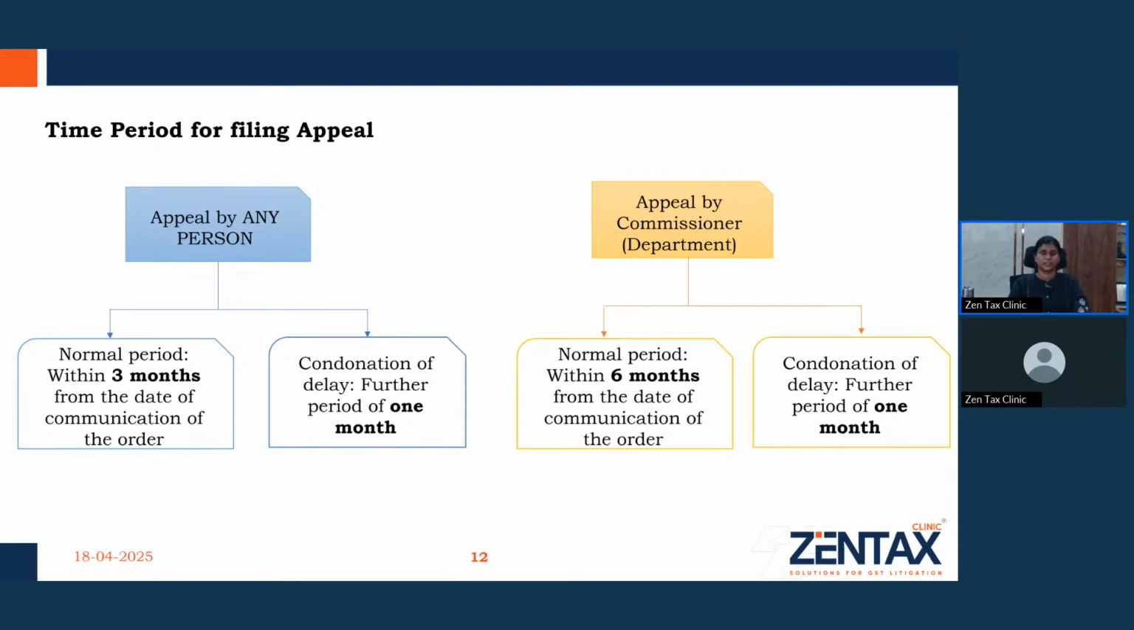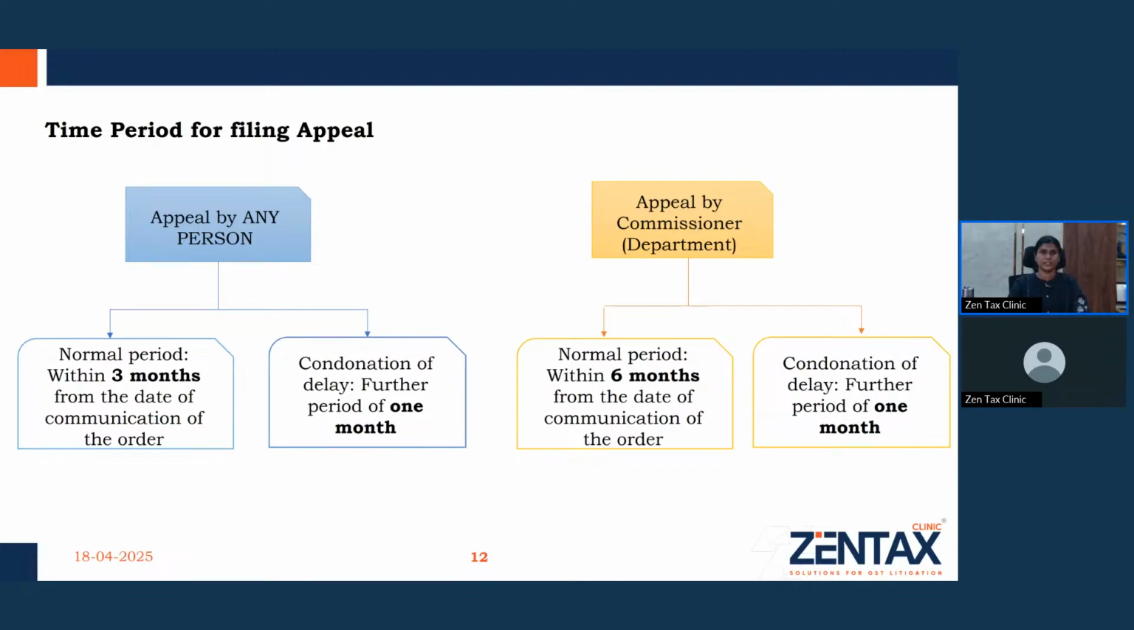Now we will see what is the time period to file an appeal. In case the appeal is filed by any person, then the normal time period is within 3 months from the date of communication of the order. However, there is a condonation of delay. That is, we can file the appeal with a further period of 1 month by submitting a condonation of delay.